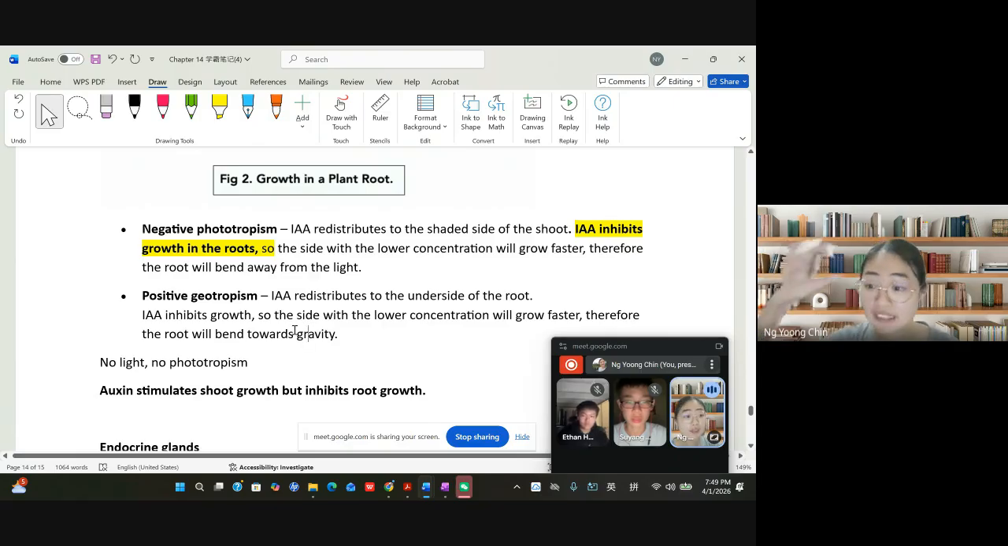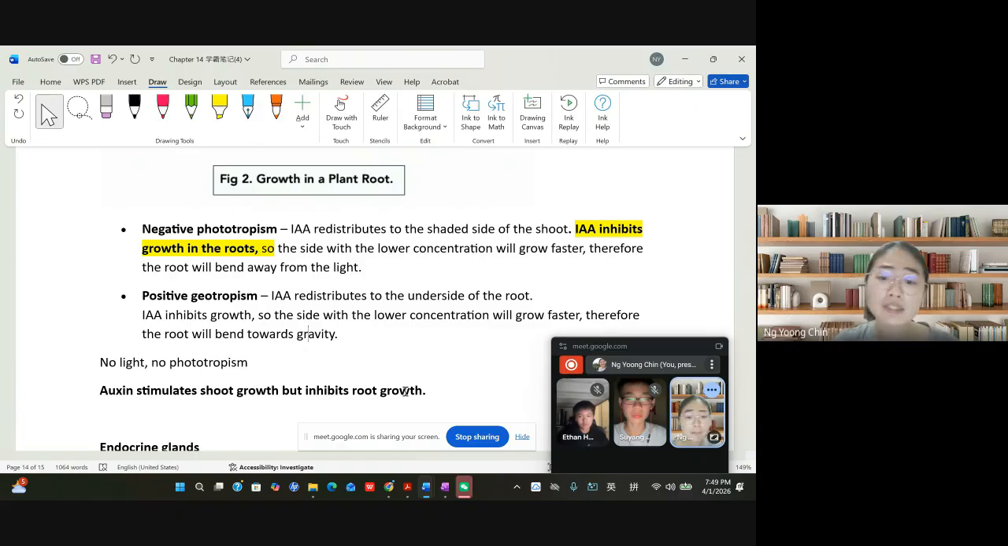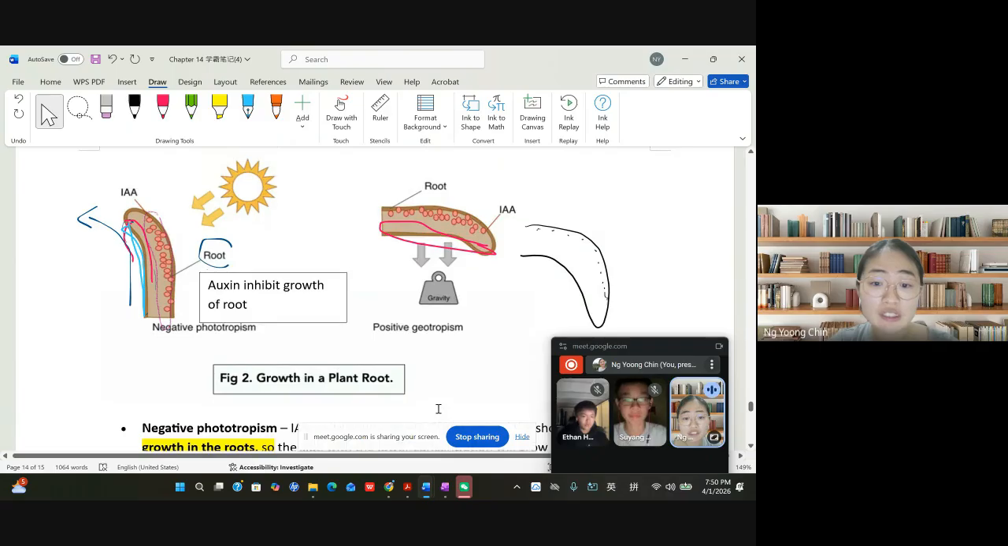So just remember, auxins in the shoot promote growth. Auxins in the roots inhibit growth. This means the part with a higher auxin concentration will grow slower, but the side with a low concentration will grow faster. So that's why the roots can bend towards gravity.